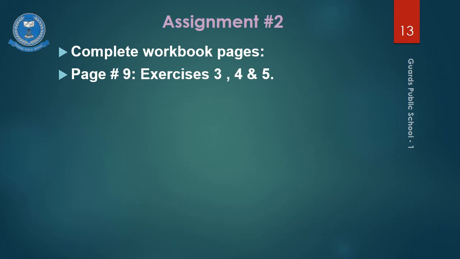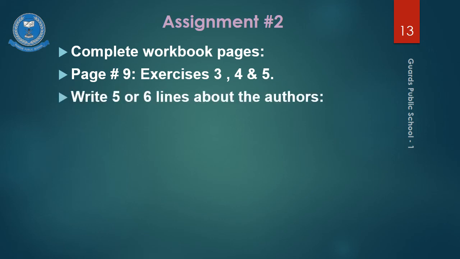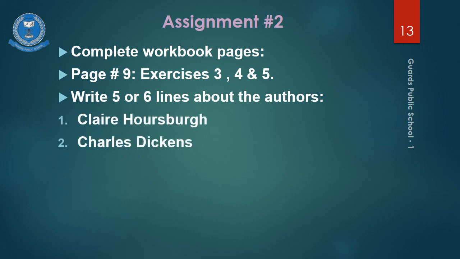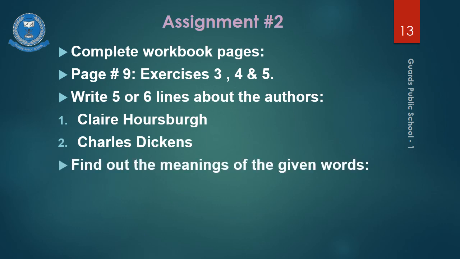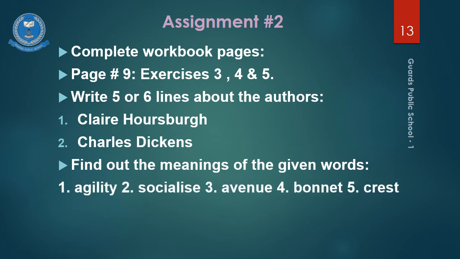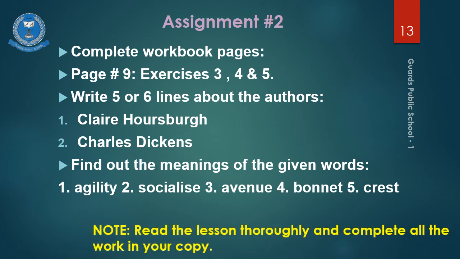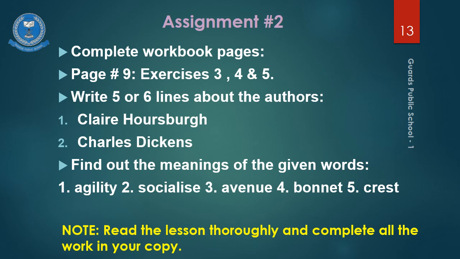New Modern English workbook for class 7. And then write 5 or 6 lines about these authors. Number 1, Claire Horsburgh. Number 2, Charles Dickens. And now you have to find out the meanings of the given words. Agility, socialize, avenue, bonnet, crest. Note, read the lesson thoroughly and complete all the given work in your copy.